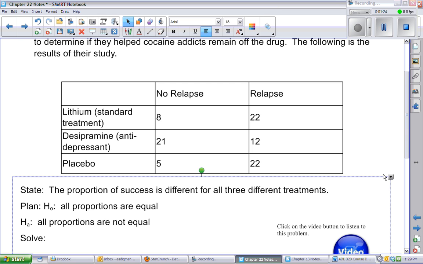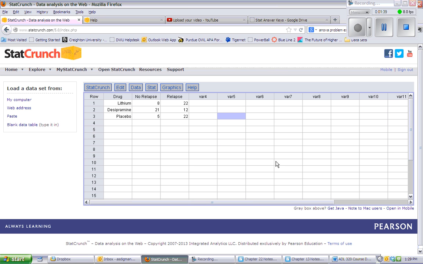So looking at this, our null hypothesis is just that all the proportions are equal. The proportion that did not relapse for lithium is the same as that for desipramine, and so on. Our alternative is that all these proportions are not equal. So let's go ahead and go to StatCrunch, and if you do not have this typed in, go ahead and pause the video and type in the two-way table now.